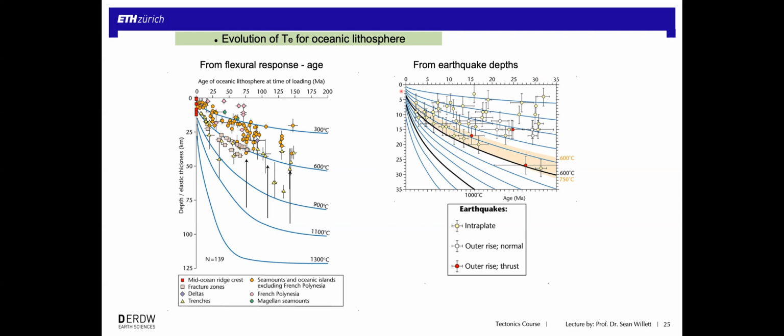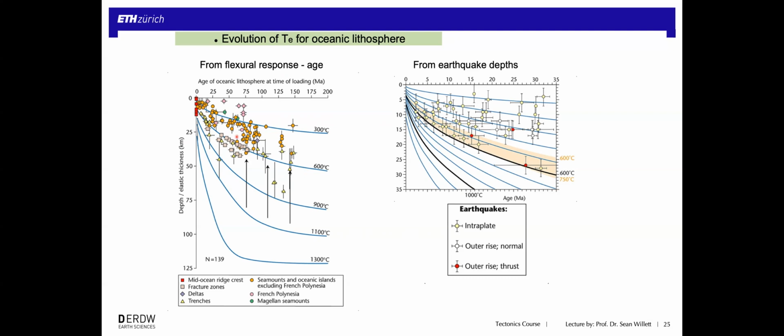Now we can do the same sort of exercise and ask how the flexural thickness of the plate changes with the age of the oceanic lithosphere. We have to take this back to actually the time of loading. It's going to be important, not the modern age, but the age when a load was set on that lithosphere. And we find the same kind of relationship.